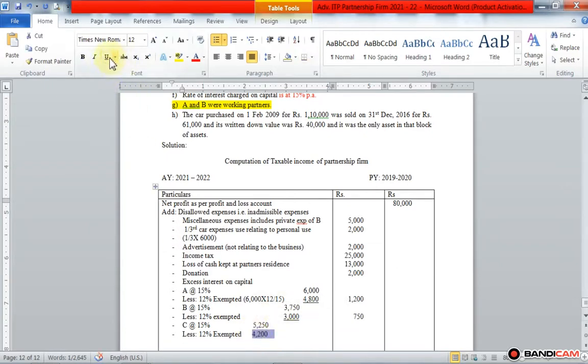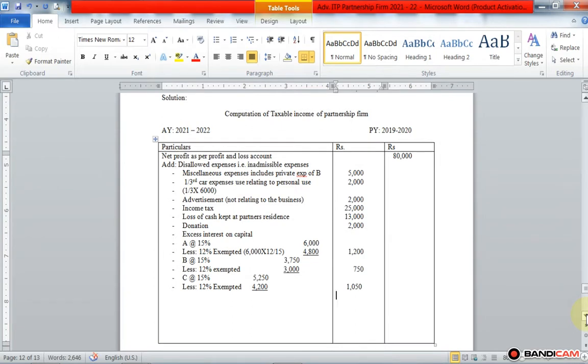Now the balance is taxable. So here 1050 is taxable. Got it? So here we add inadmissible and excess interest on capital in net profit. Add means we do not add each figure of the inner column in the outer column. Now we make the total of the inner column and put this total in the outer column.